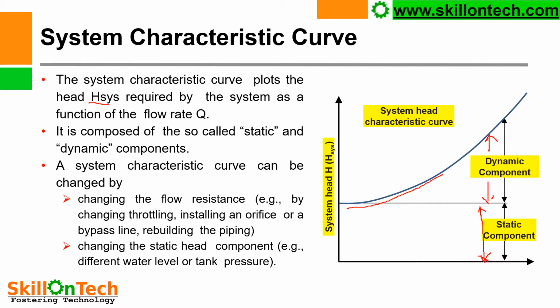A system characteristics curve can be changed by changing the flow resistance: by changing throttling, installing an orifice or a bypass line, or rebuilding the piping. So that dynamic component will change. Changing the static head component, such as a different water level or tank pressure, is a change in the static component.